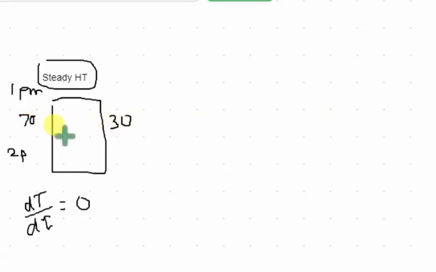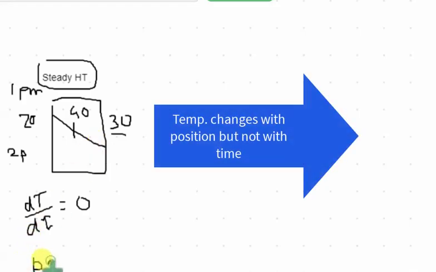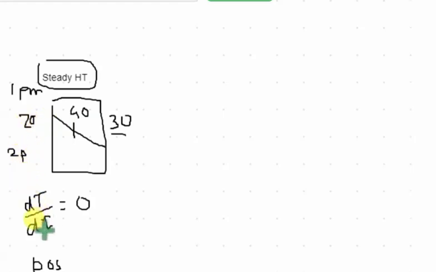What is happening over here? The temperature on this side is 70, and here it is 30. If you measure the temperature at the center, it may be in the range of 40 degrees. So the temperature is changing with position, but it is not changing with respect to time. So when the change of temperature with respect to time is 0, we can say that the heat transfer is by the mode of steady state.